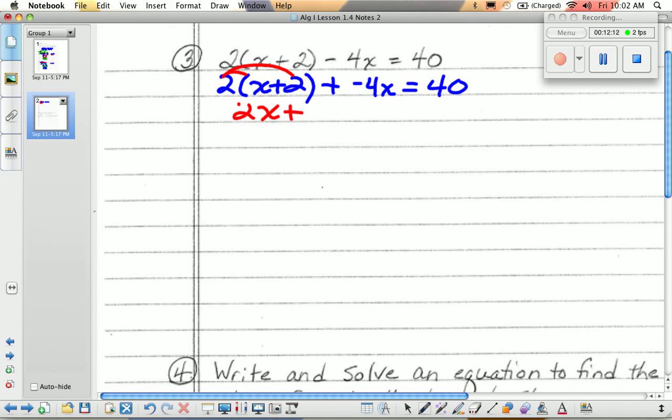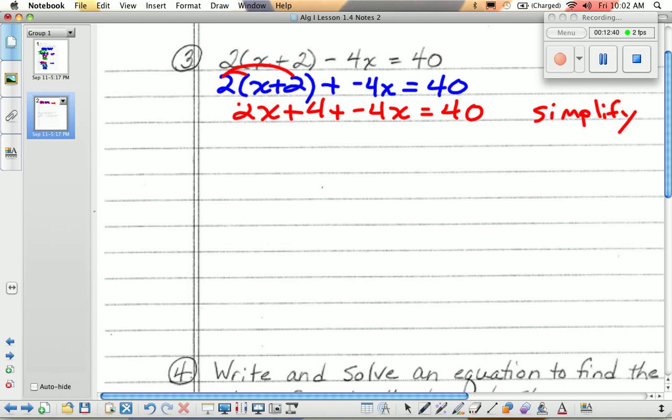Plus, you always bring down the sign that's in between the parentheses there, right? 2 times 2? 4. Plus a negative 4x equals 40. Is that a simplifying step or a solving step? That's a simplify step. Okay. Do we have any more simplifying to do?